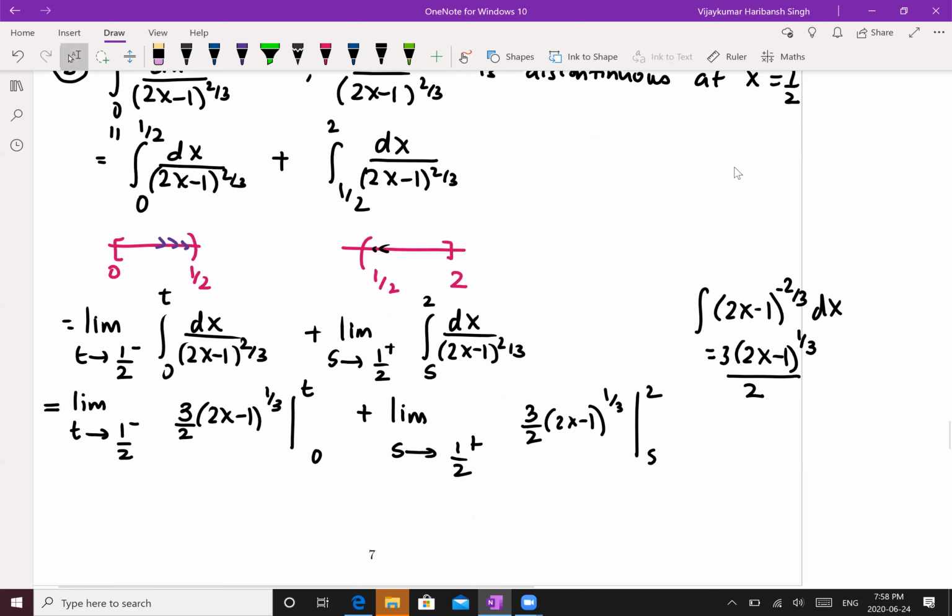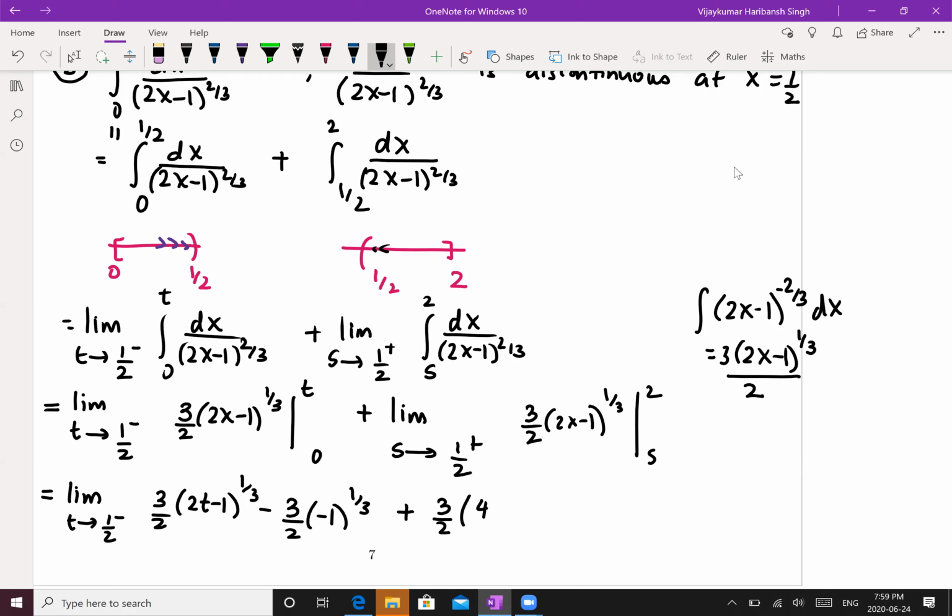Now it's time to put the limits in. So we get the limit as t goes to half minus, 3 by 2 times (2t minus 1) to the power 1 by 3 minus 3 by 2 times (minus 1) to the power 1 by 3, plus 3 by 2 times (4 minus 1) to the power 1 by 3 minus 3 by 2 times (2s minus 1) to the power 1 by 3. I forgot to write the limit here. Let me put it in, s going to half plus.